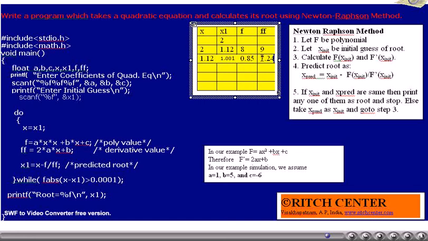Like this, the loop will continue to execute till the initial value and the predicted value of the root are almost the same, and then the x1 value, that is the predicted value, can be printed as the root of the equation. Of course, we can print the x value also at the end because both of them will be almost the same.